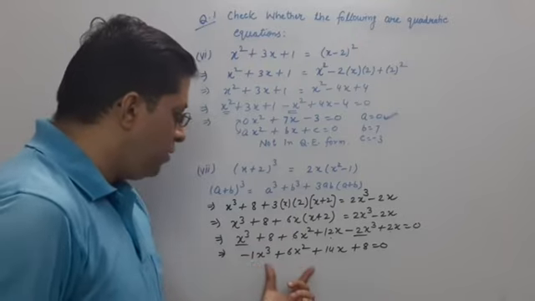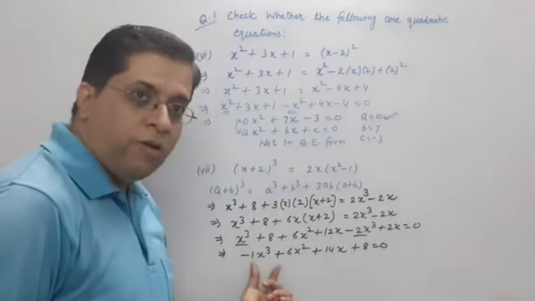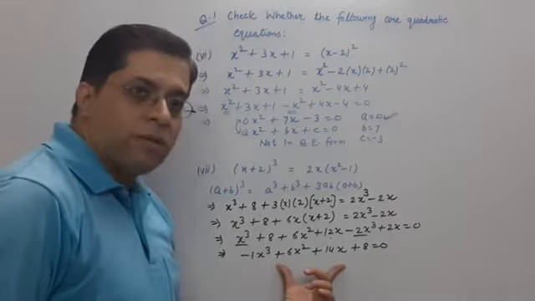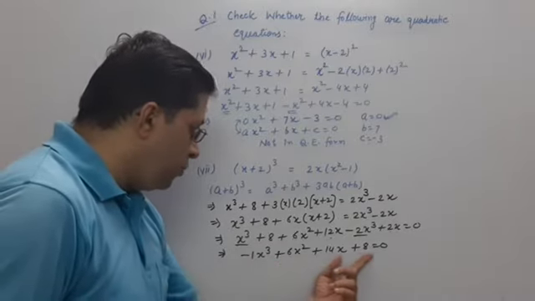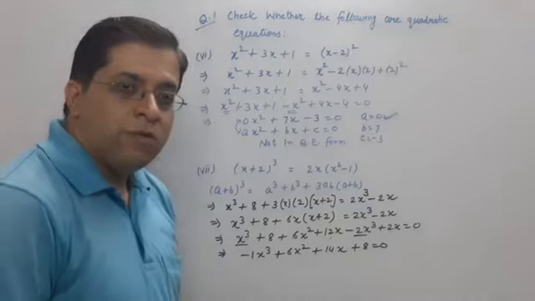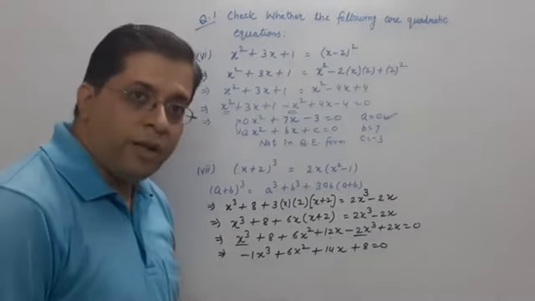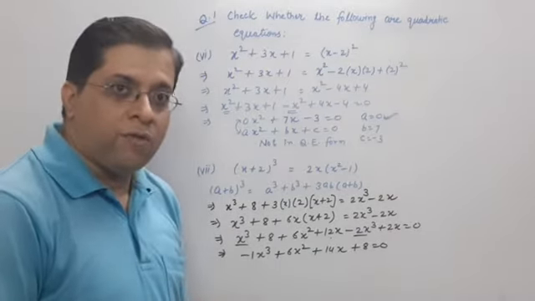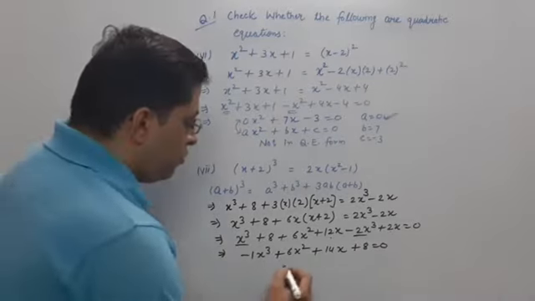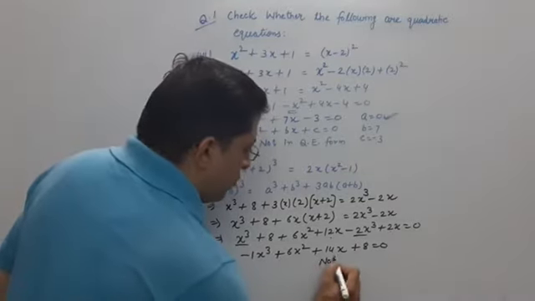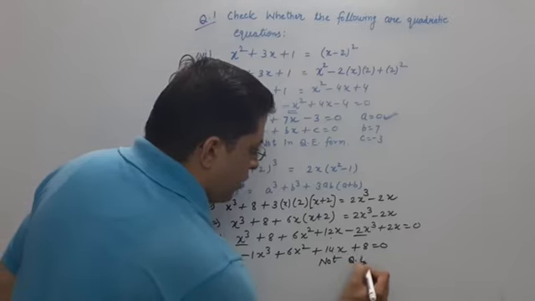Clearly you see this is your cubic polynomial, no? Up to here, okay. The degree of this polynomial is 3. So this is not your quadratic equation, this is your cubic equation because here equal to 0 is given to you. This is not a quadratic equation.